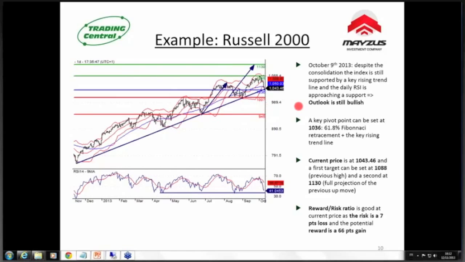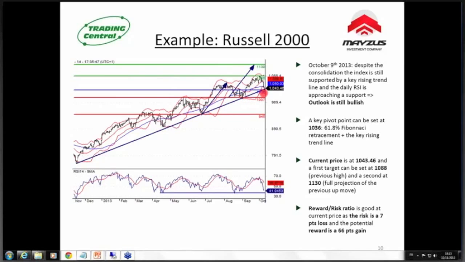In this example, a key pivot point can be set at 1036. In this example, 1036 is a 61.8 Fibonacci retracement plus a key rising trend line, the key rising trend line I mentioned, which runs from the bottom of November 2012.